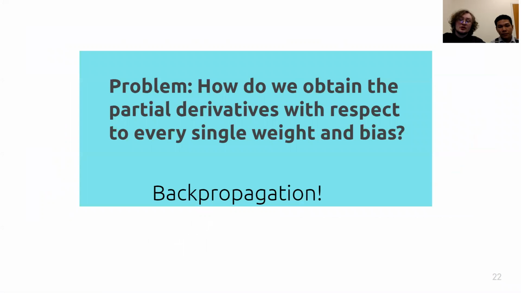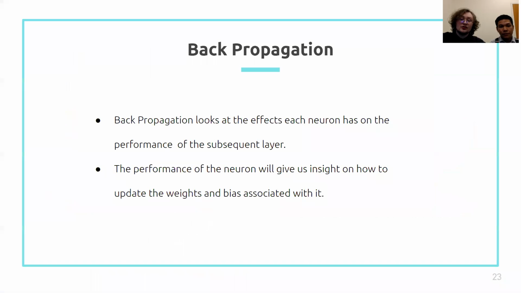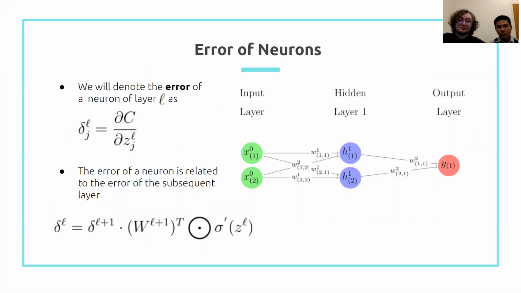So neural networks are complex structures. How do we obtain these partial derivatives with respect to a weight or a bias? We use backpropagation to remedy this. So backpropagation looks at the effects each neuron has on the performance of subsequent layers. The performance of a neuron will give us insight in how we should update the parameters associated with it, namely the weights and biases, to improve performance.